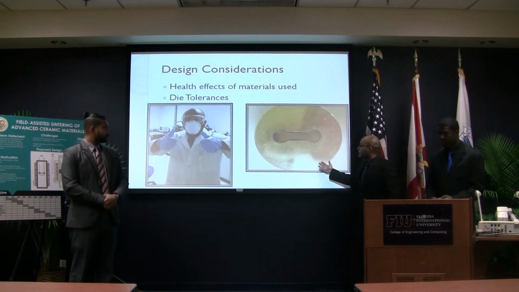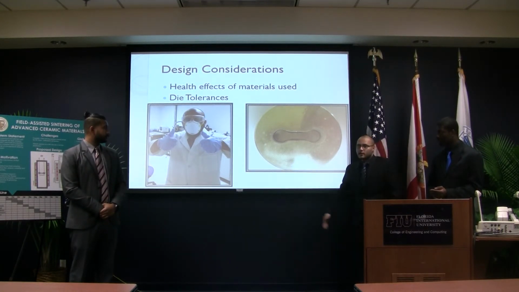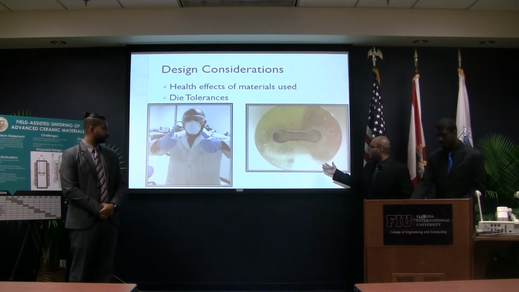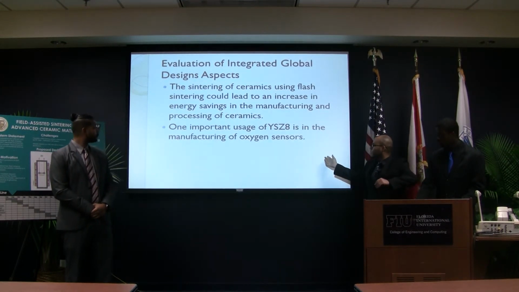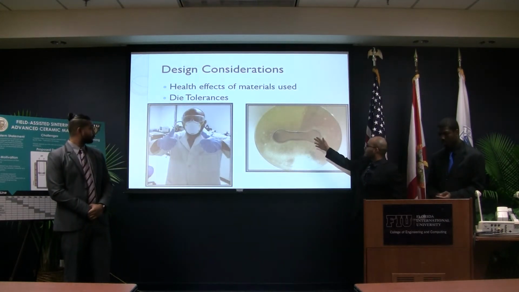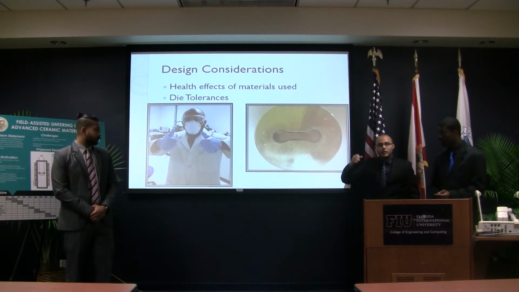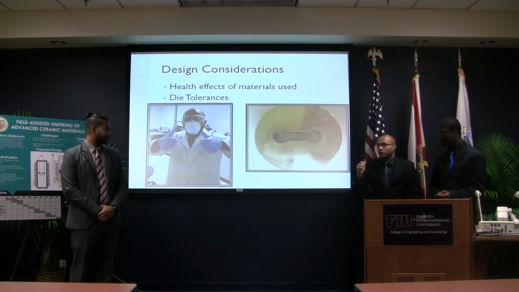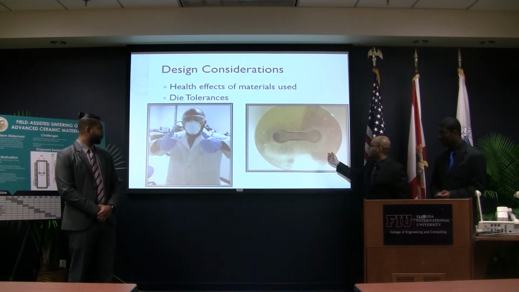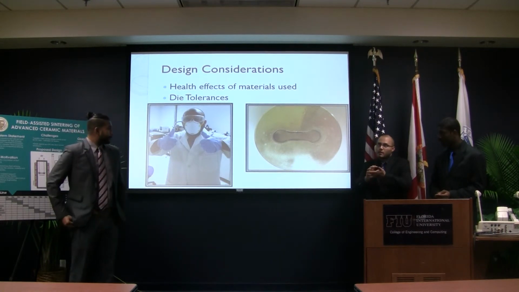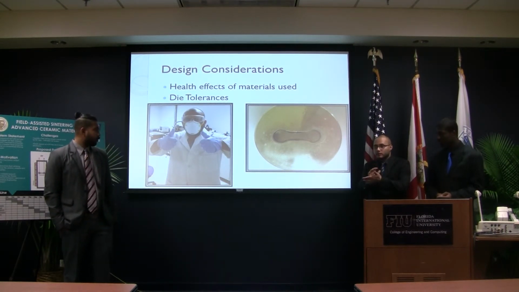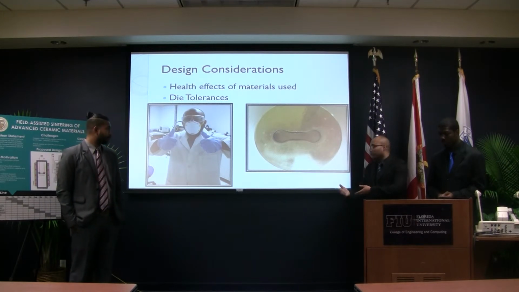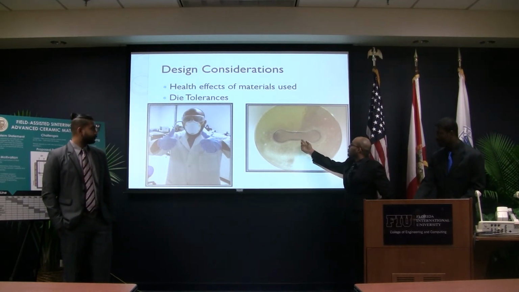Another consideration was the die tolerance, as mentioned before. This was our design for the die to understand this process. We place the ceramic powder inside, and then we apply a force pressing the powder using the die, and that would make it solid but still brittle, and then we put that sample inside the furnace.